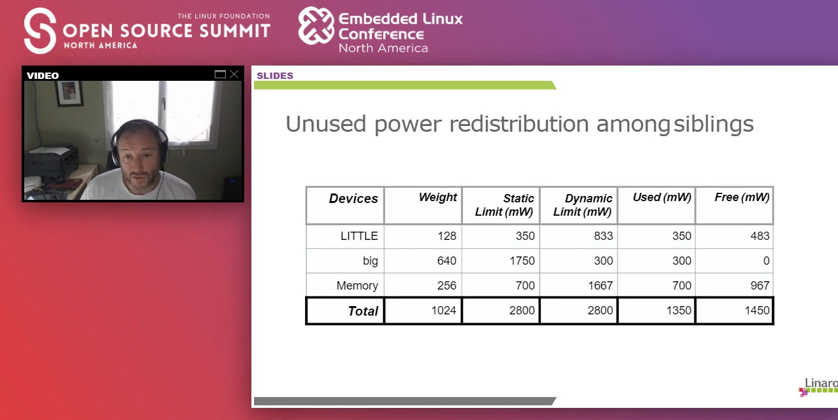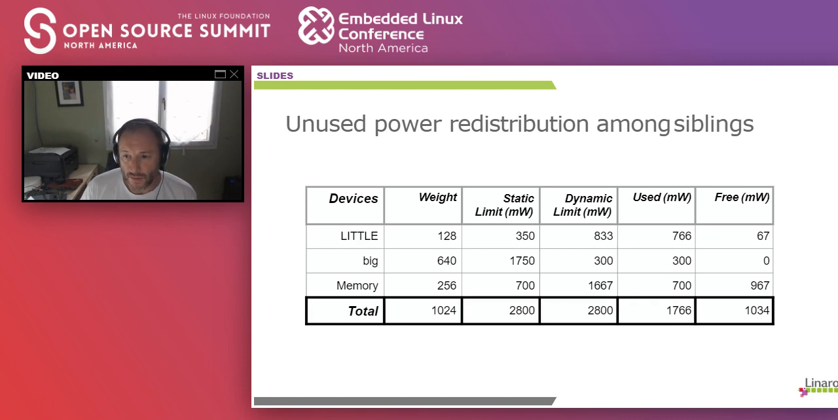Here we have the dynamic limit, which changed, but the total is always the same as the static limit, which is what we want. The used power is always the same. It does not change. And the free power is the same, of course, because we don't have any power usage changing here. So now the little actually has more room for power and wants more performance. So it is increasing its power.